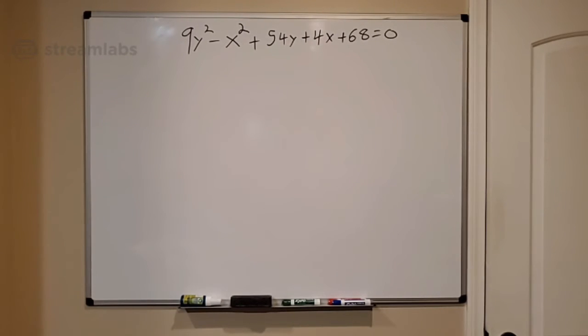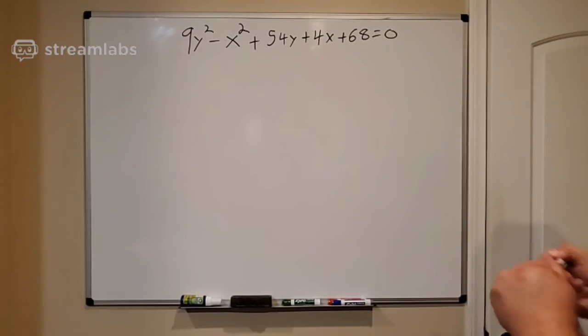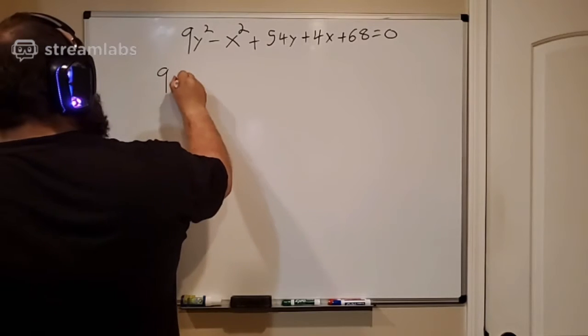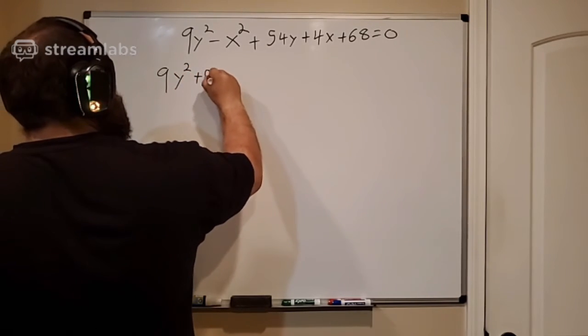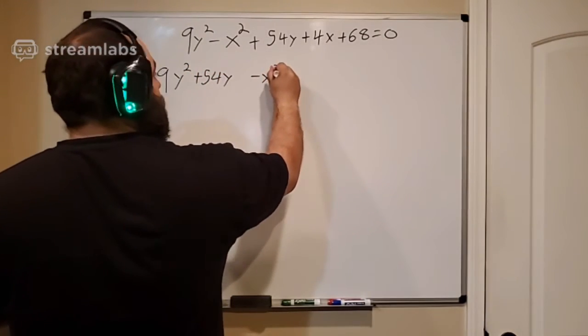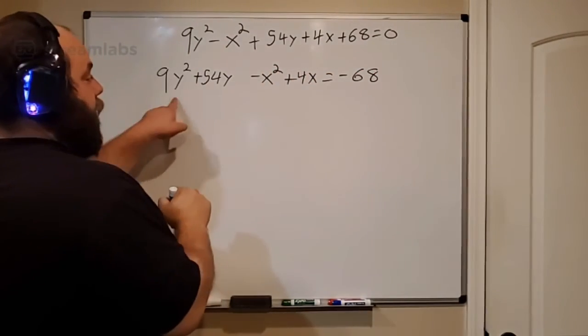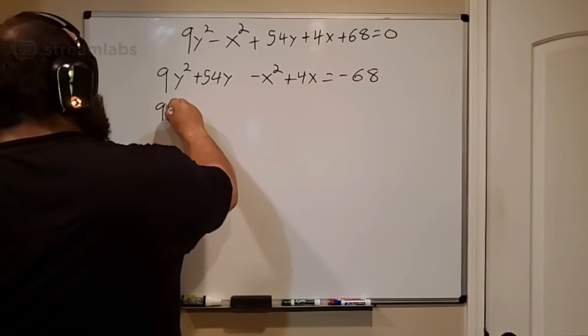So we'll do a combination of what Brandon put together as the first step. Before we can complete the square, we need to regroup them, and we also need to get that 9 out from in front of the y squared. We are also going to move this 68 over. So you'll get 9y squared plus 54y minus x squared plus 4x equals negative 68. Then I'm going to factor out the 9, so I get y squared plus 6y, and this is where I'll put my blanks in.